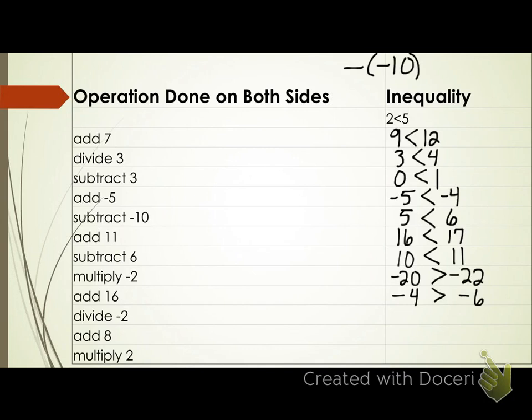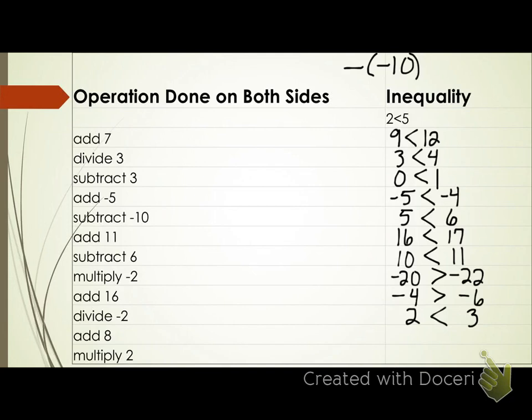Now let's divide both sides by negative 2. Negative 4 divided by negative 2. 2. Negative 6 divided by negative 2. 3. Inequality symbol. Less than. Uh-oh. Something happened. It flipped again.